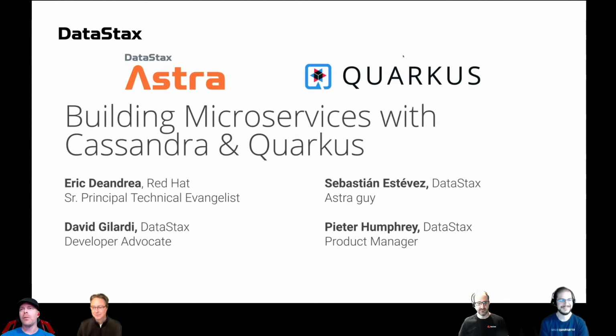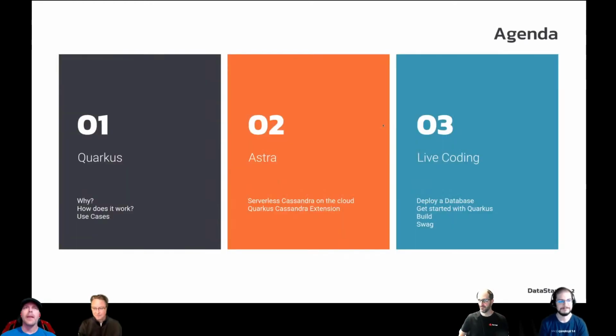Anyway, with that, let's talk quickly about the agenda today. We're going to cover three things, and one of those is going to get into live coding. We're going to watch Seb type on a keyboard, and hopefully that goes well. The first thing is Quarkus. We're going to talk about what that is, why Quarkus, and how it works. Eric is going to give us the skinny on all of that information.